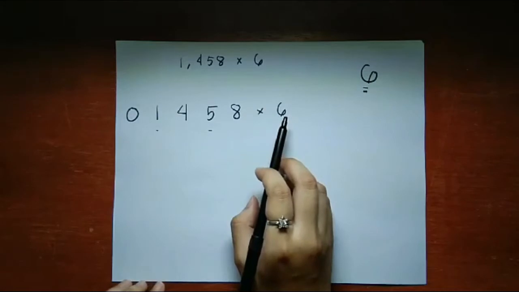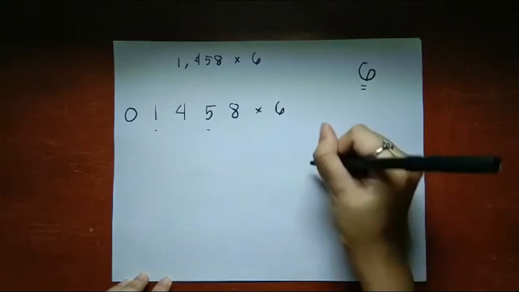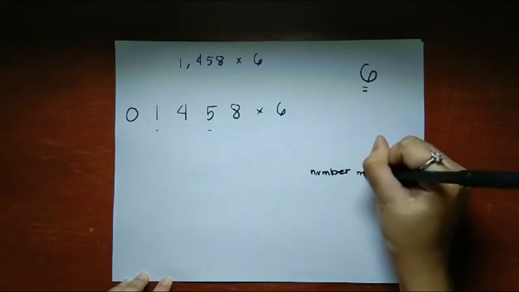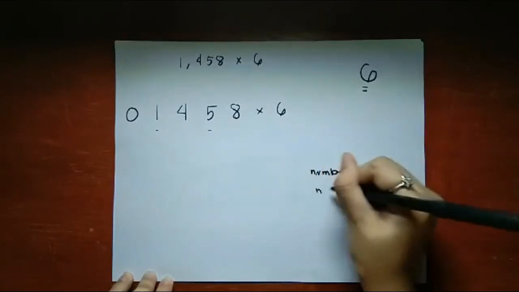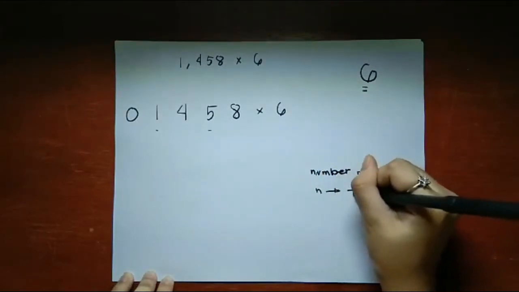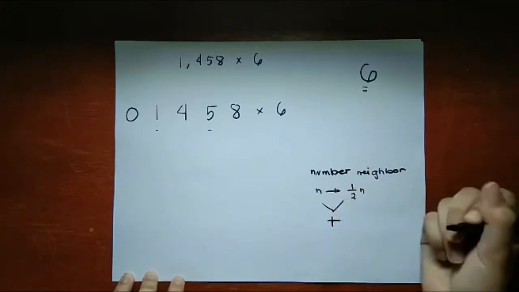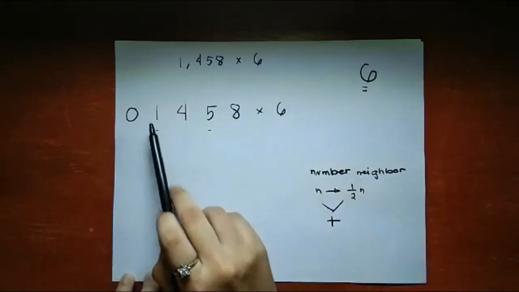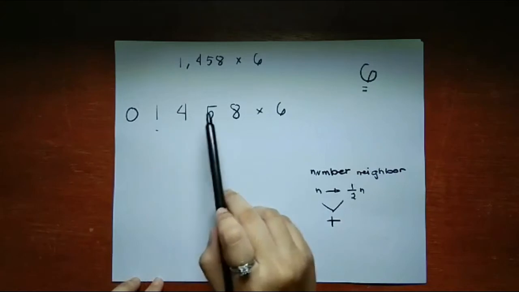We are gonna have the number neighbor and add it to the number. What is a number neighbor? A number neighbor is the digit on the right side of the number. We are going to take the half of it and add it to its neighbor. So that means that this 0 has the number neighbor 1, and this 1 has the number neighbor 4, and this 4 has the number neighbor 5.